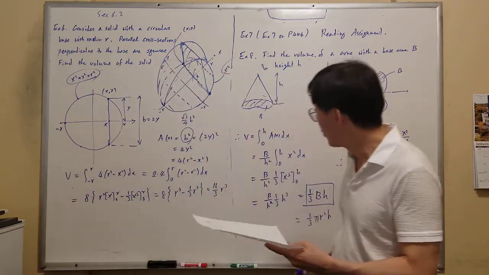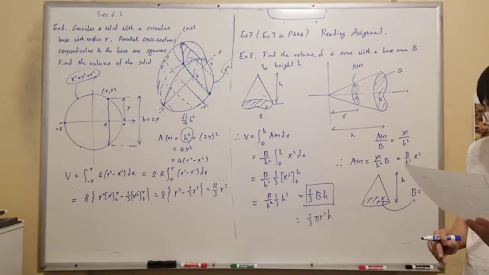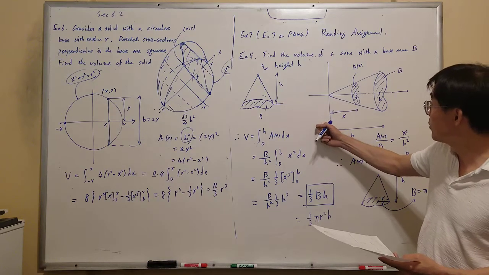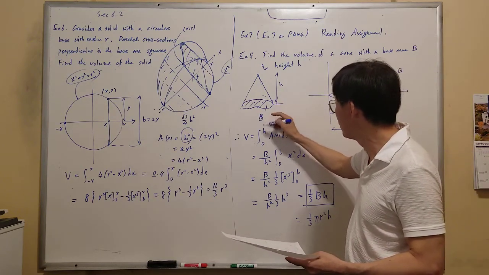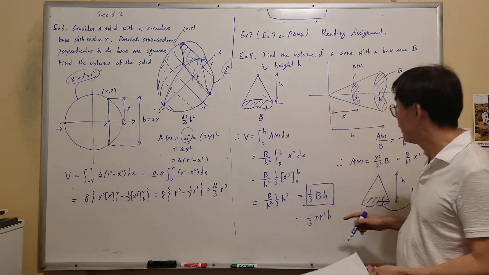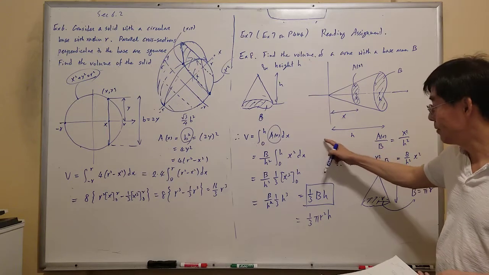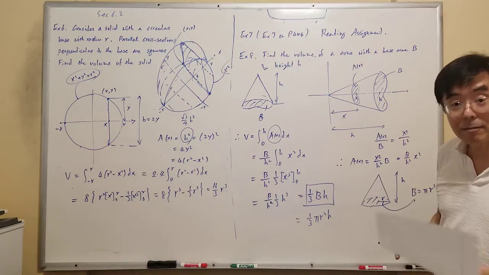All right. So you can use this one actually to do, for example, homework number 31 on page 447. Okay? You can use this. As long as you know base area, you can just use this. Or you can just find the A of X. Okay? Using this similarity. Okay?